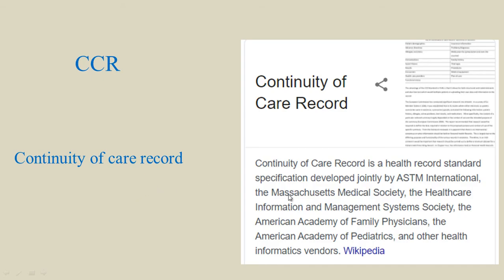CCR. Continuity of Care Record. The Continuity of Care Record is a health record standard specification developed jointly by ASTM International, the Massachusetts Medical Society, the Healthcare Information and Management Systems Society, the American Academy of Family Physicians, the American Academy of Pediatrics, and other health informatics vendors.